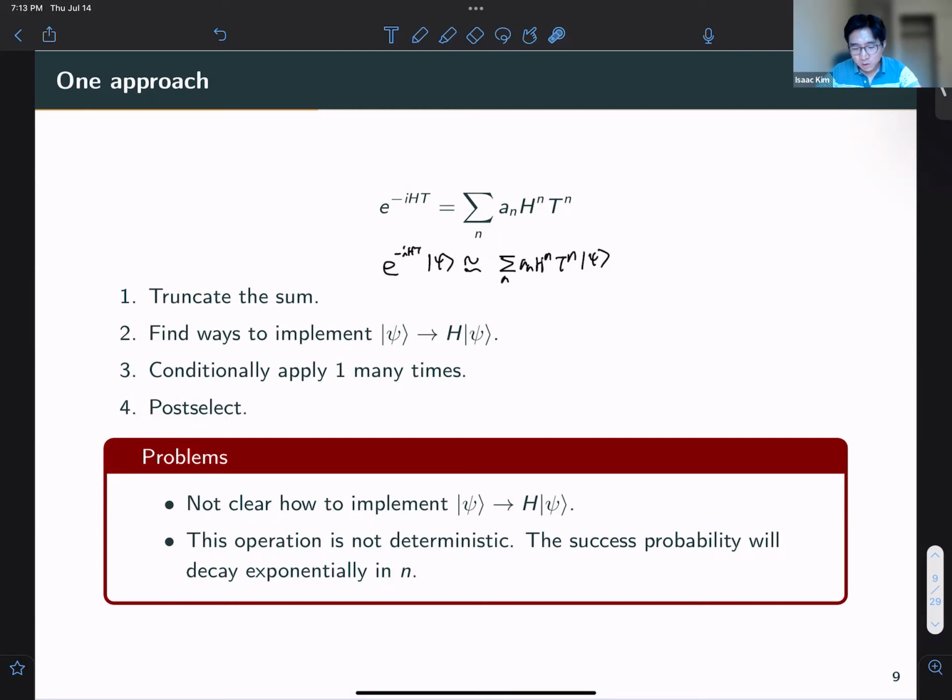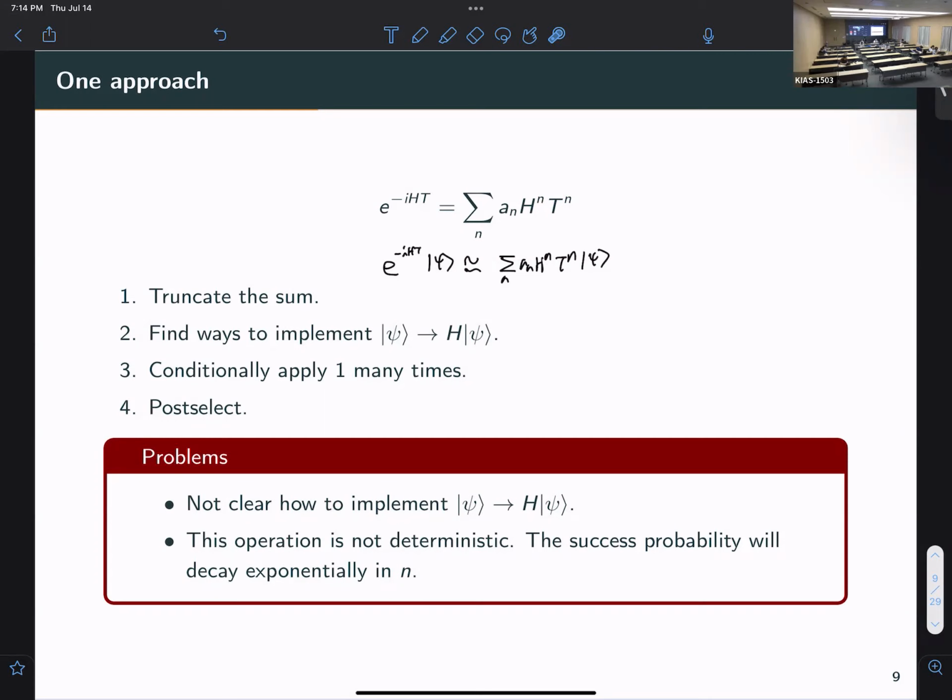Suppose you want to, for example, apply H raised to the power of n to some state. Then maybe if n is 1, with some probability you will succeed. But if n is 2, the success probability will probably decrease. If the success probability for n equals 1 is p, maybe the success probability for n equals 2 will be p squared, and for n equals 3, it'll be p cubed, and so on. So it seems like this will just not work. Yeah, question?